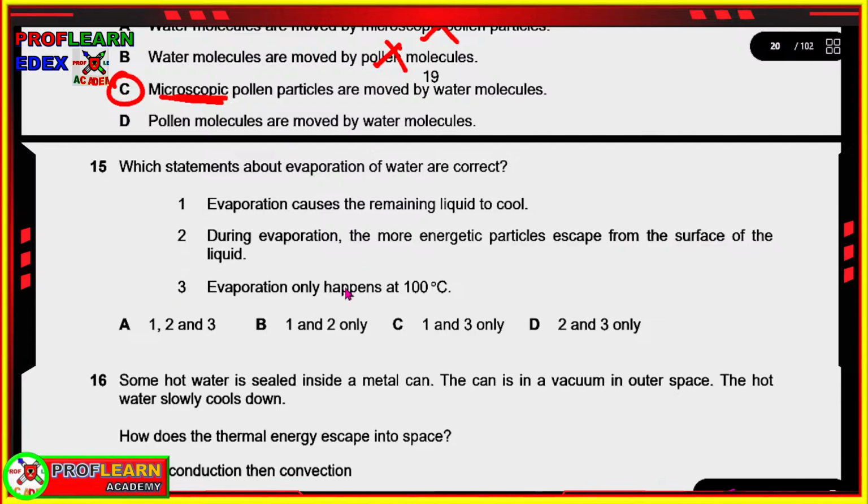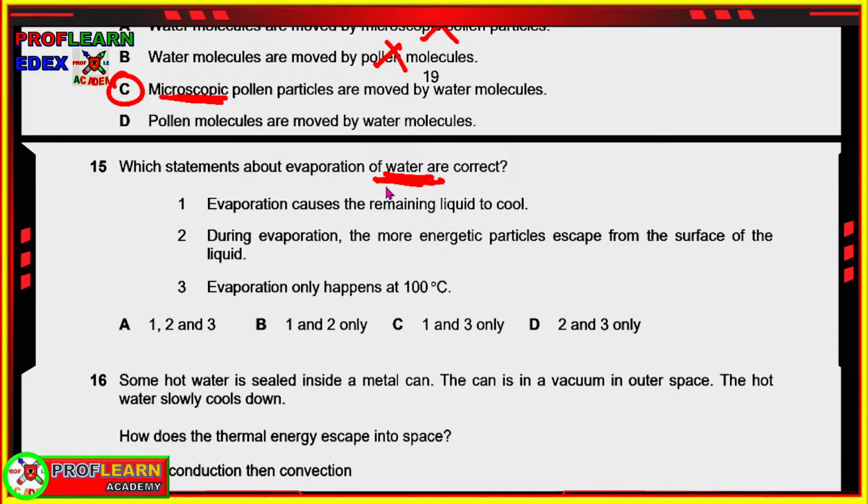That's true. Evaporation will happen at 100 degrees Celsius. No, not quite. Are we talking of evaporation of water? Yes, we are talking of evaporation of water, and we know that boiling occurs at a specific temperature.